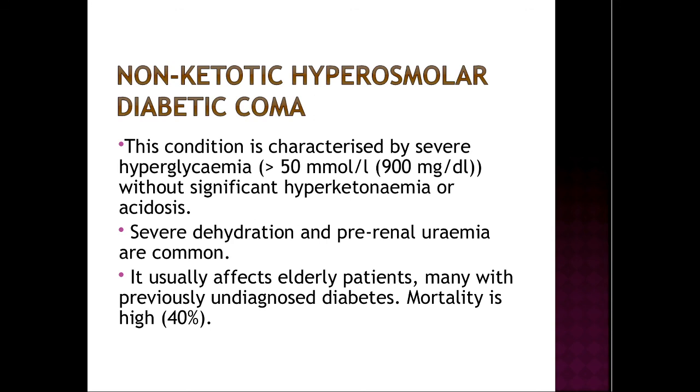Non-ketotic hyperosmolar diabetic coma. This condition is characterized by severe hyperglycemia, over 50 millimoles per liter, without significant ketoacidosis or acidosis. Severe dehydration and prerenal uremia are present in this patient. It usually affects elderly patients, many with previously undiagnosed diabetes mellitus, and mortality of these patients is very high, over 40% of all patients with hyperosmolar coma.